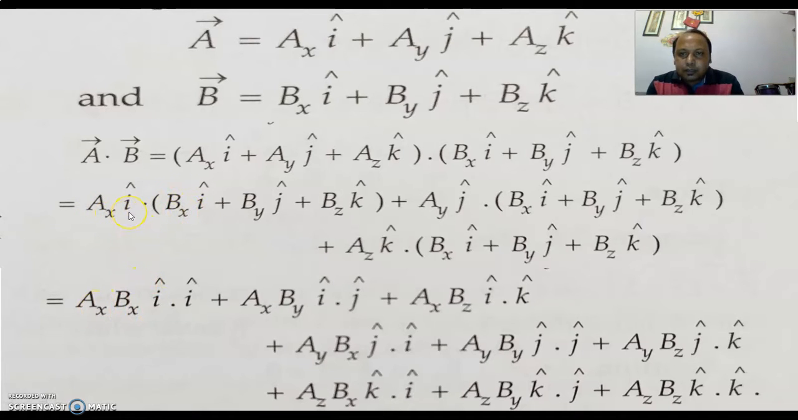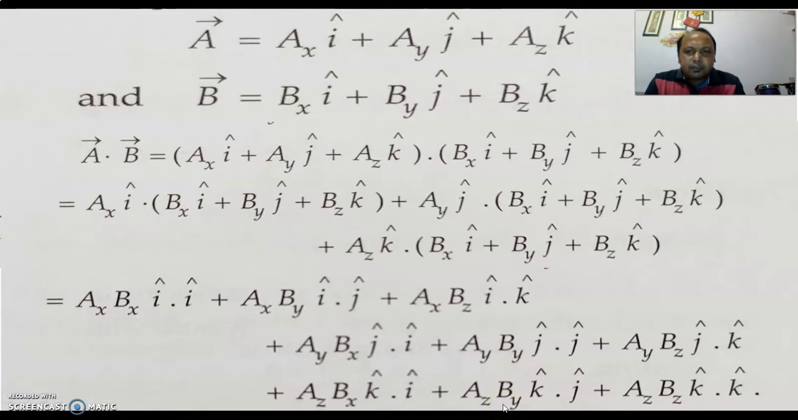But the dot product will be in between the vectors, which is unit vector I cap dot I cap, first term. Then secondly AX BY, then I cap dot J cap, which we have written here. Then the term which includes I cap dot K cap. Then we come to the next one where J cap dot I cap, then J cap dot J cap and J cap dot K cap, and finally the last term where we come K cap dot I cap, then K cap dot J cap and K cap dot K cap. So these are the terms which we are having.